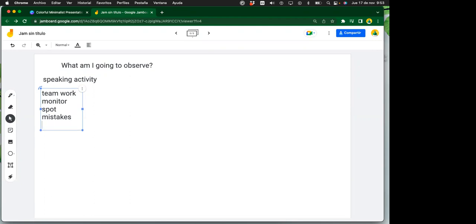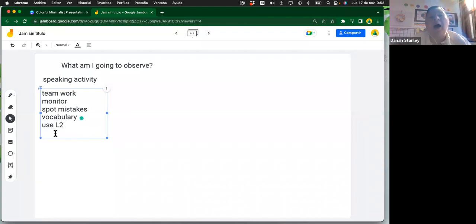Well, not just properly, in the correct order, but also that they don't speak Spanish, because since they are a lot of students, they take advantage of that, and they think that I don't listen to them, but I do because I'm there, and they tend to speak Spanish. So that's what I observe: that they use vocabulary and grammar, and that they actually speak in English about what they are carrying out in the activity.